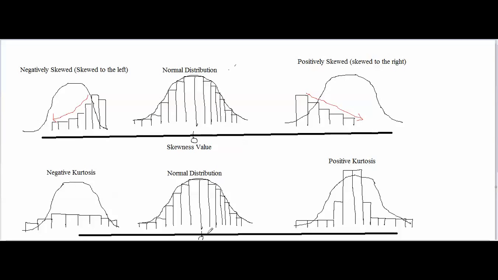So right here could be a slight negative kurtosis, and right here could be a slight positive kurtosis. So a perfectly normal distribution will have a skewness value of 0 and a kurtosis value of 0.